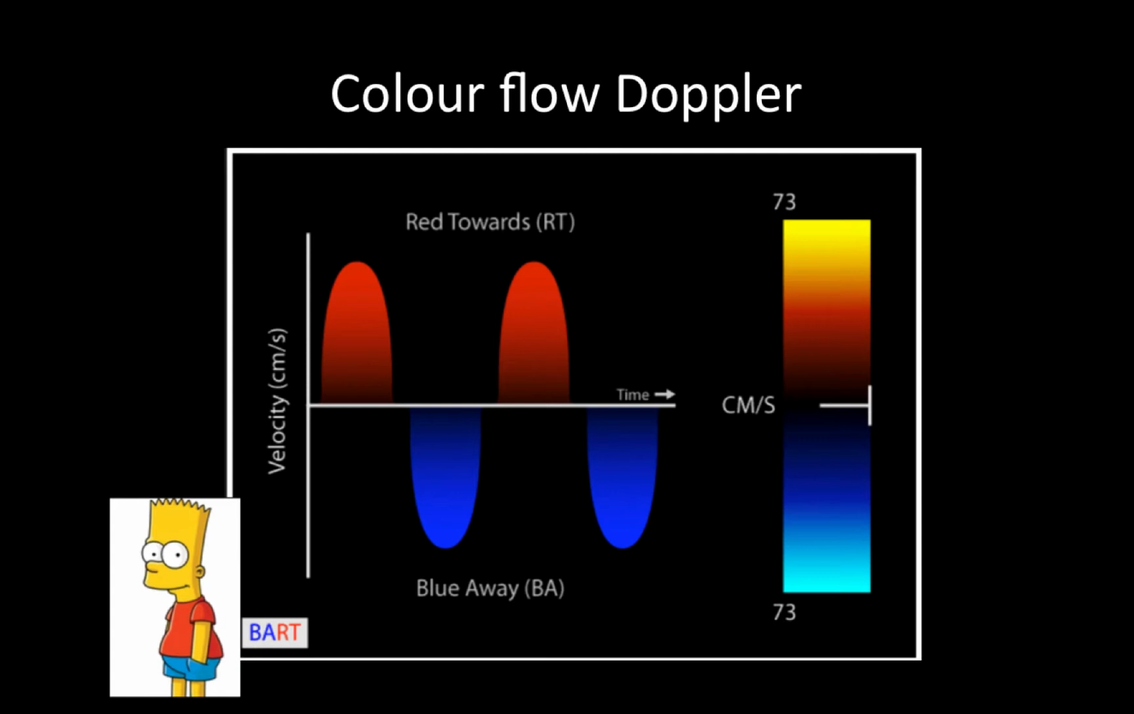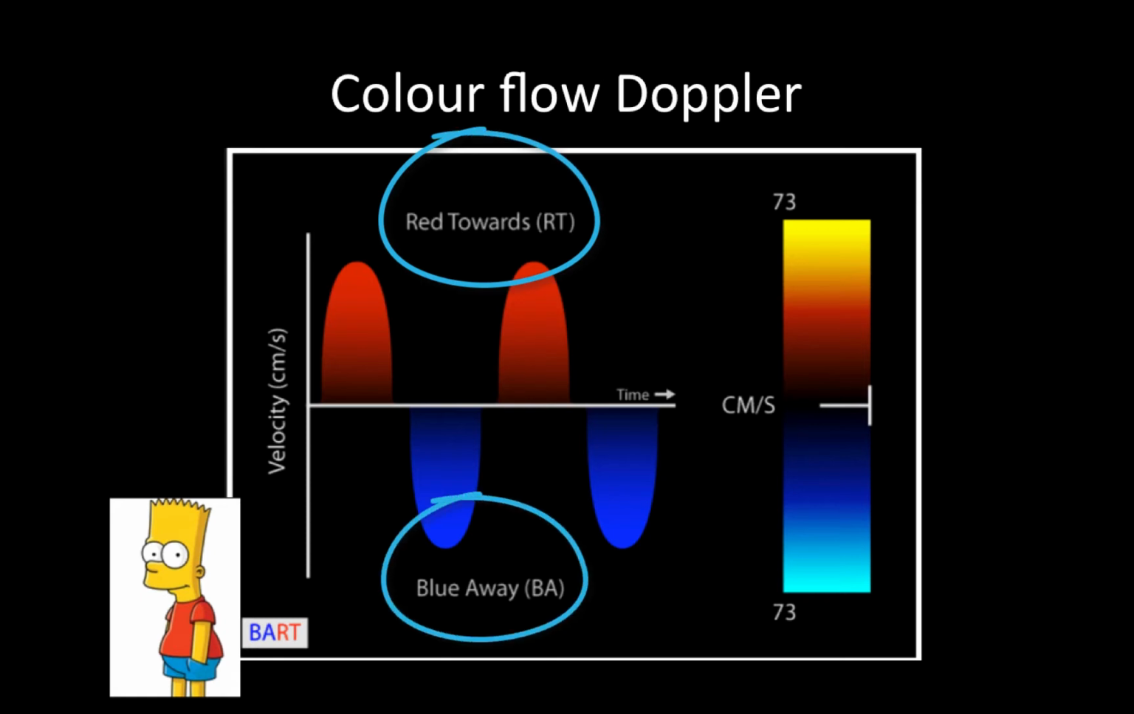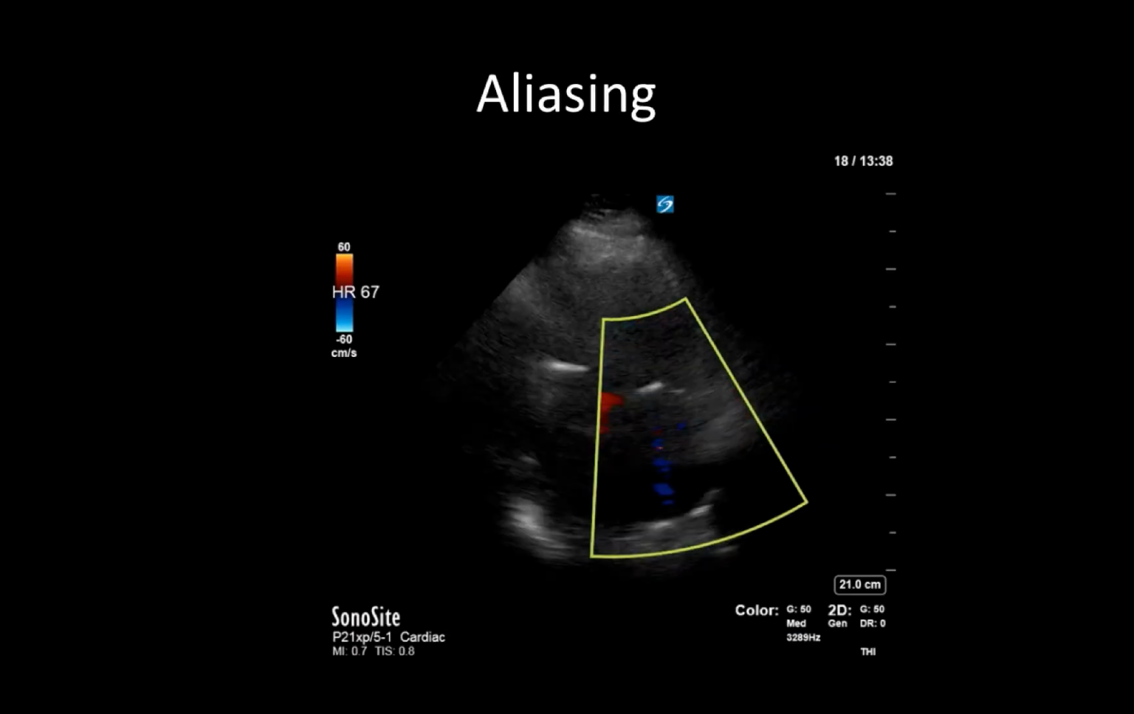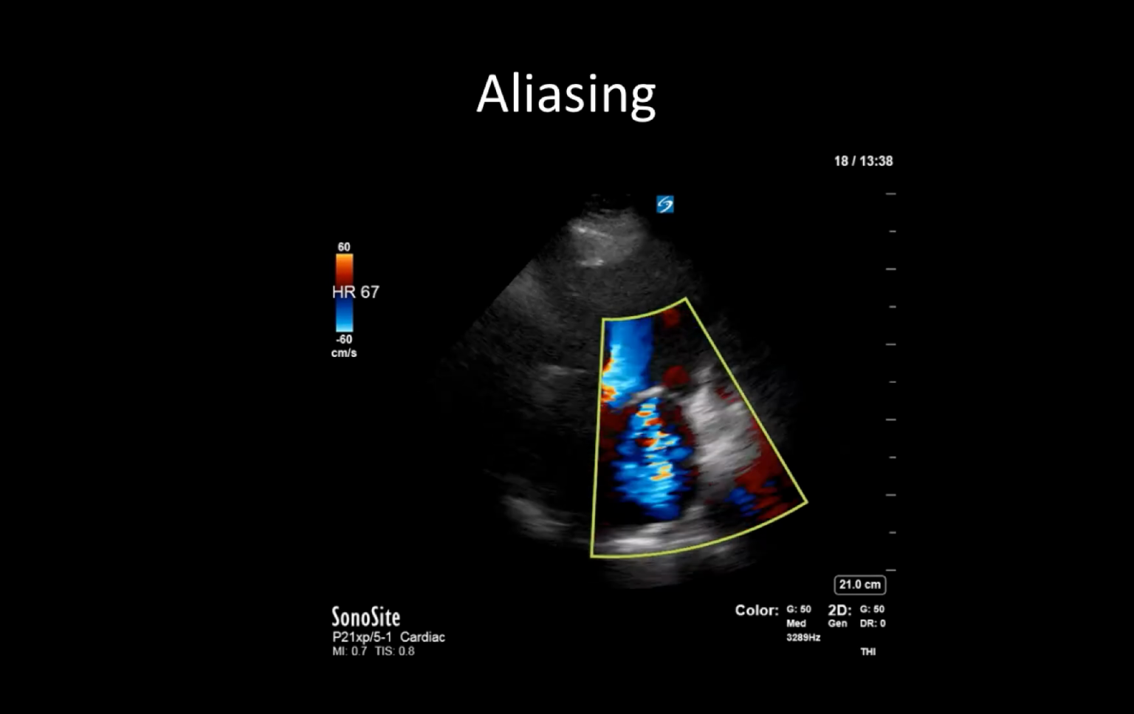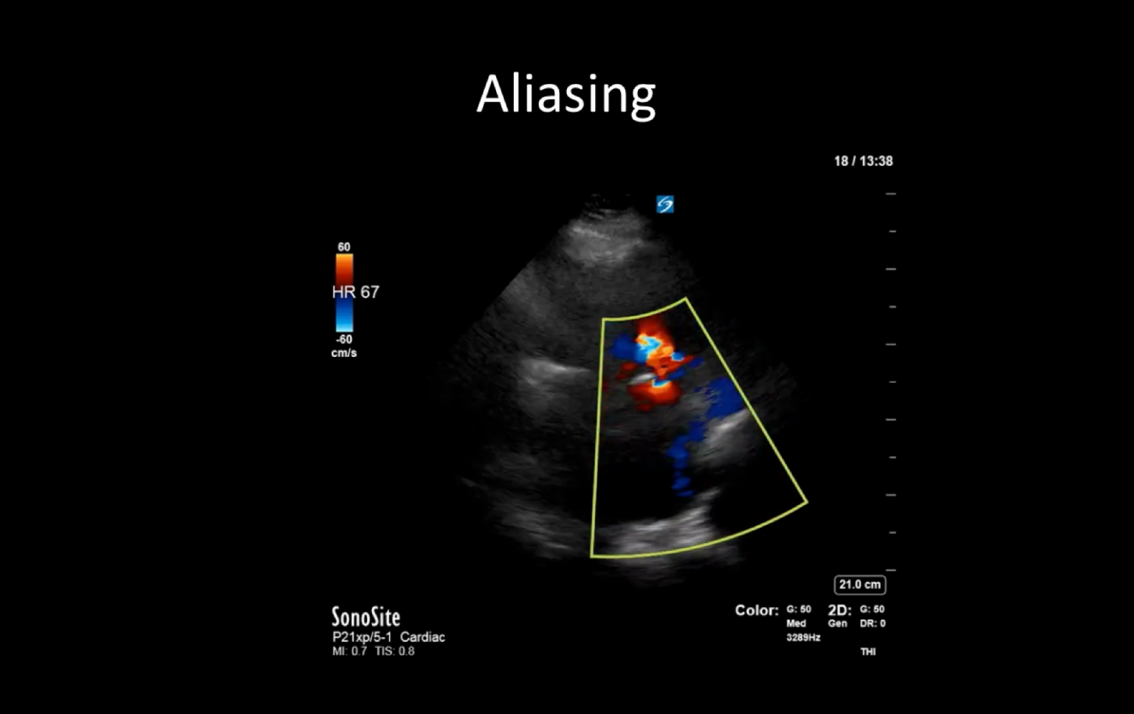Now, unlike in spectral Doppler, where velocities are represented graphically, in color Doppler, as the name would suggest, we use a color map to represent blood flow. By convention, blood flow directed towards the ultrasound probe is shown in red, and blood flow directed away from the probe is in blue. Note that the color map will always be displayed on the ultrasound screen to reorient you if needed.